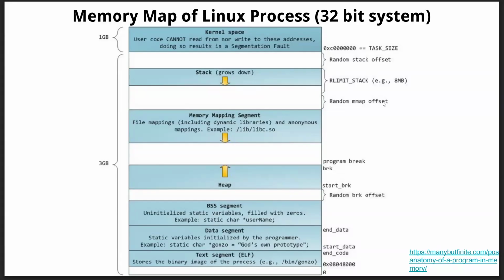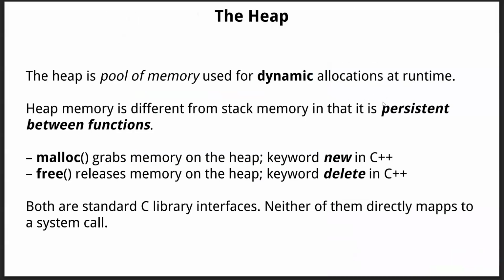The heap goes from low address to higher address, and the stack goes from higher address to lower address, because in the stack we use push. Every time you push, the stack goes from a higher address to a lower address. So the heap is basically a pool of memory used for dynamic allocation when you run the program. It is different from the stack memory because it is persistent between functions.